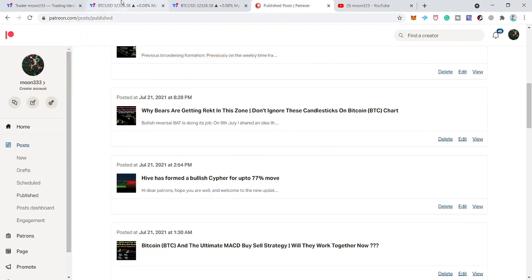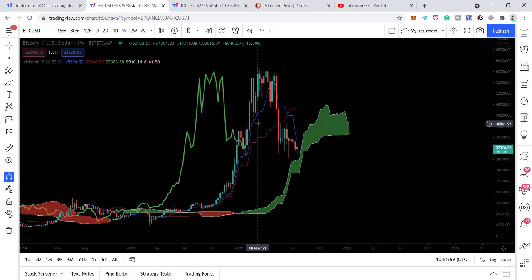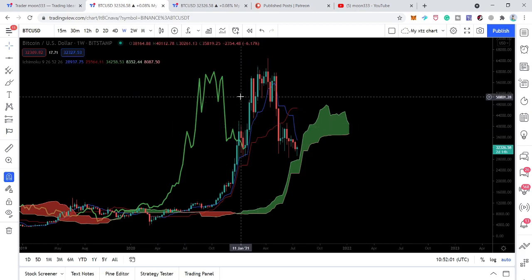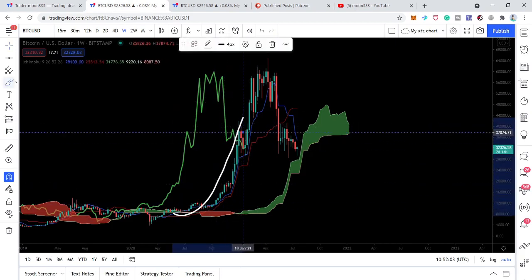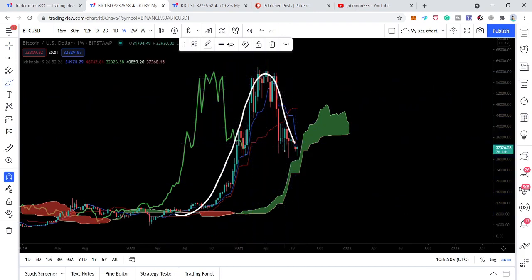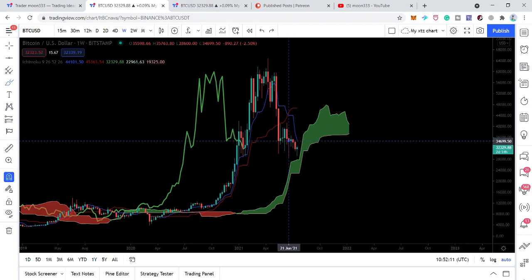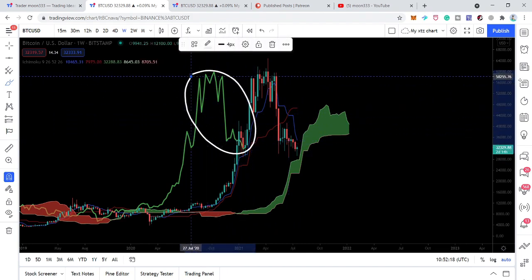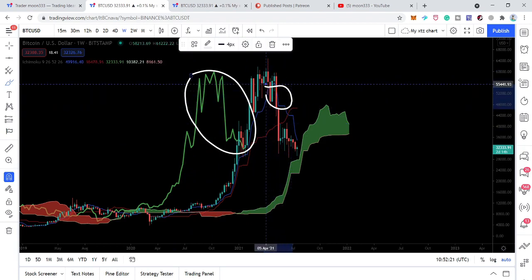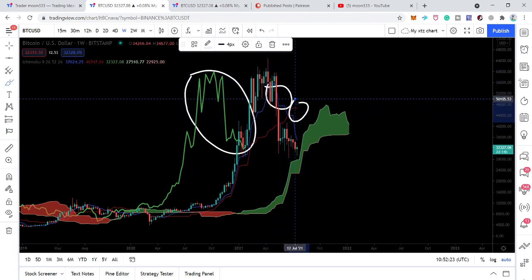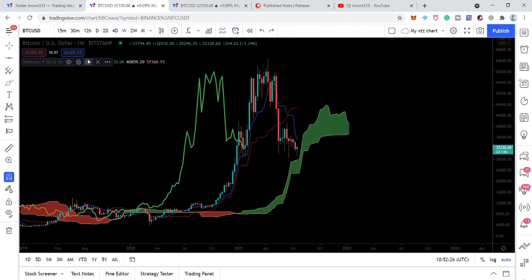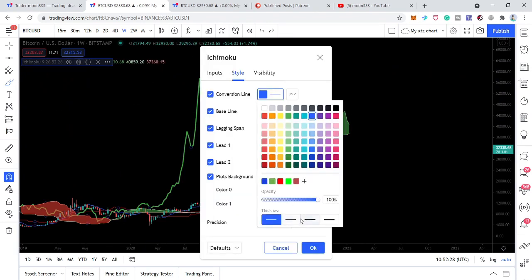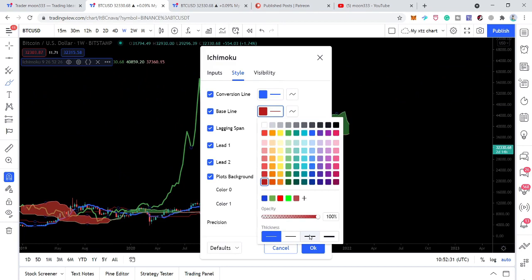So let's move to the chart. First of all, I want to show you this live weekly time frame chart. And here we can see that after this powerful bull run, the price action has moved to this cloud, and this green cloud is the Ichimoku bullish cloud, and this indicator is the Ichimoku indicator, and this is the lagging span of this cloud, and this blue line is the conversion line, and this red line is the baseline. Let me make it more visible for you. This is the conversion line and this is the baseline.